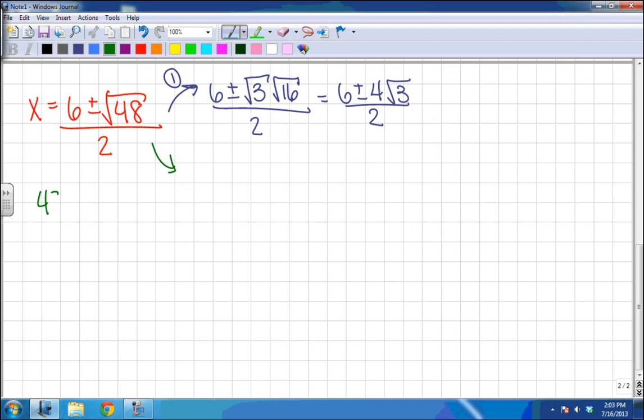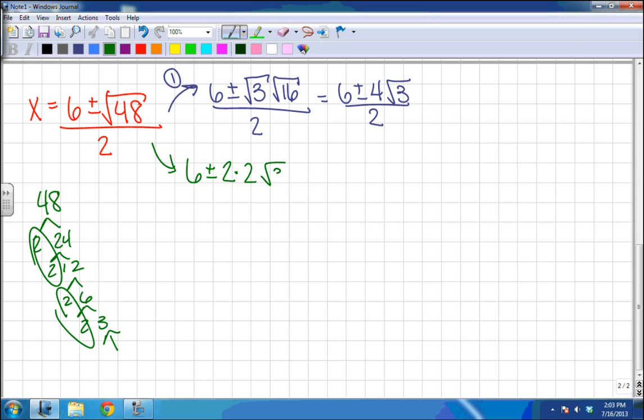Using method 2, we're going to break 48 up until we can't break it up anymore. So let's do 2 and 24, 2 and 12, 2 and 6, 2 and 3. And again, I'm looking for pairs. So let me rewrite the 6. There's a pair of 2, so I can pull out a 2. There's another pair of 2, so let me pull out another 2. And what's left over is a 3. That is what goes under the square root. Simplify that: 2 times 2 is 4, square root of 3. As you see, we receive the same answer again.